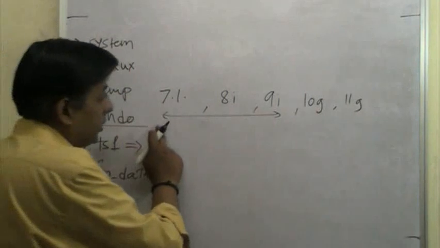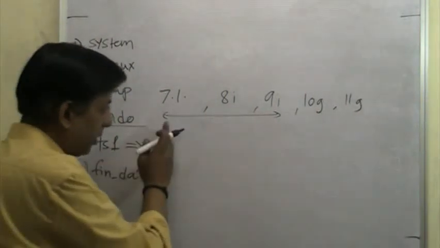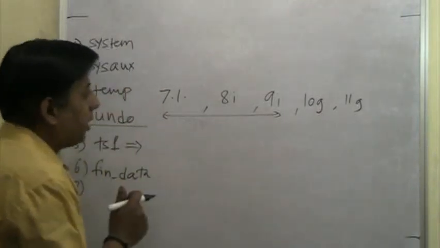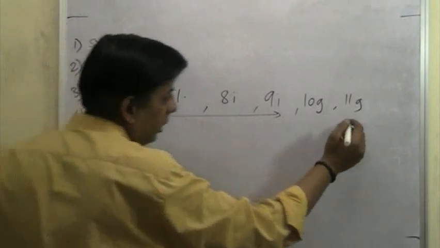Now Oracle versions have come from 7, and even prior to 7 there was 6 and 5 and all that stuff, but since 7 Oracle has become very prominent in the industry. So 7, then 8i, 9i, then 10G and 11G. Currently we are at 11G.